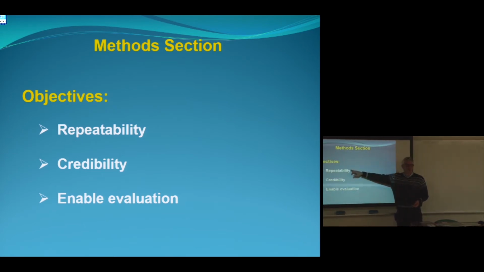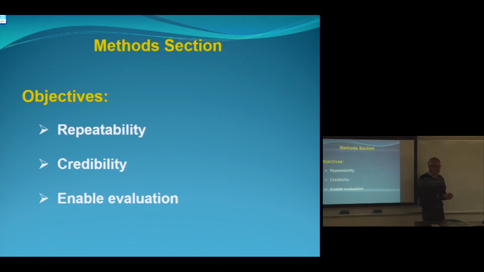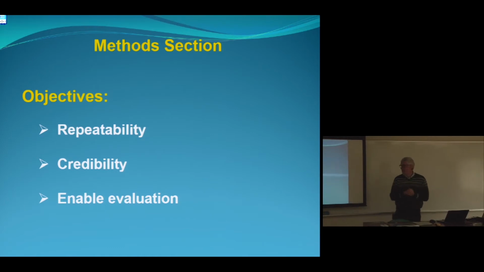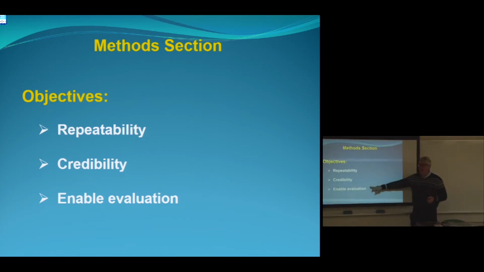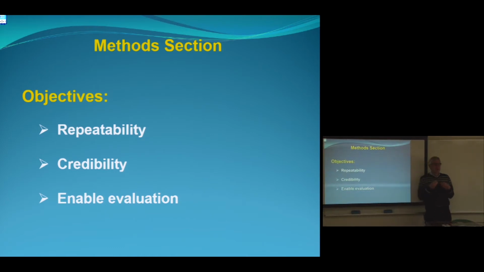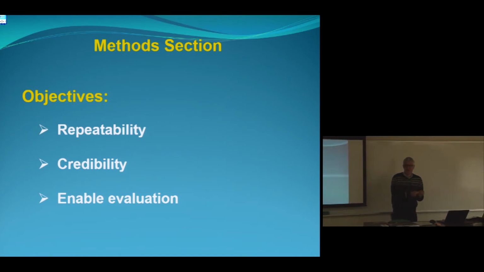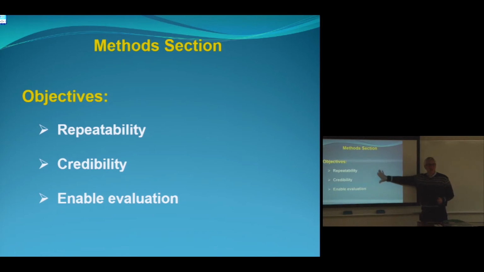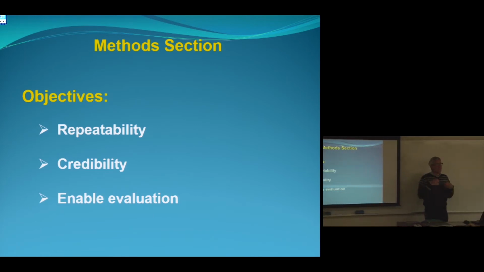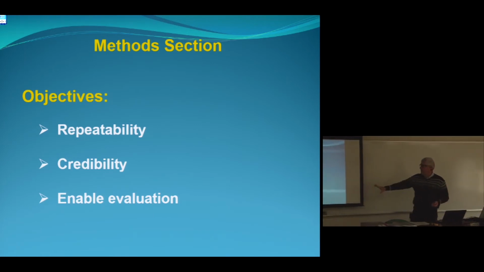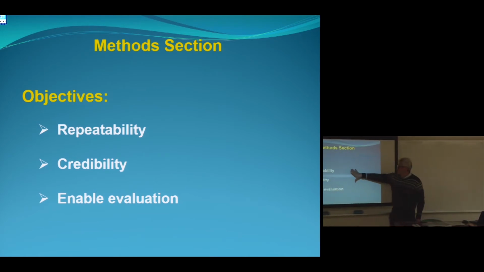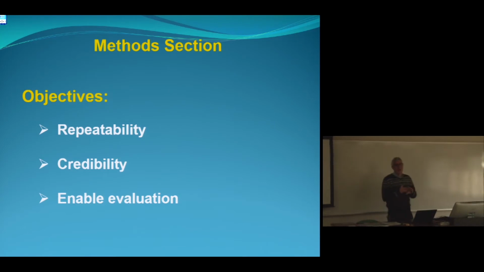You have to convince them that what you have done is credible, it is something that can be trusted, and if they want to, they can go and repeat that and test it for themselves, and it also enables them to evaluate. Did they do the right research? Did they measure the right things? And so this section is critical and needs to be written in a way that serves these 3 purposes of repeatability, credibility, and enabling evaluation.